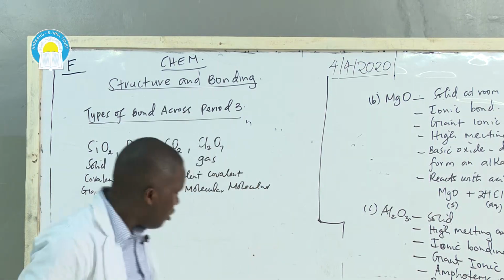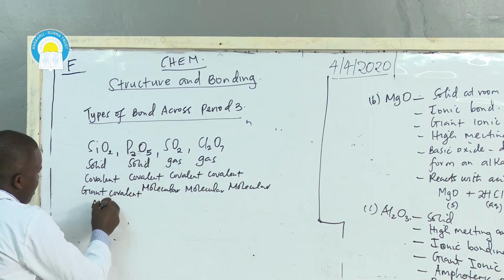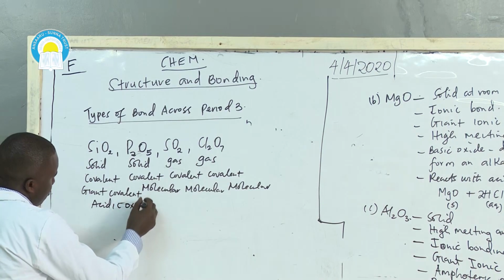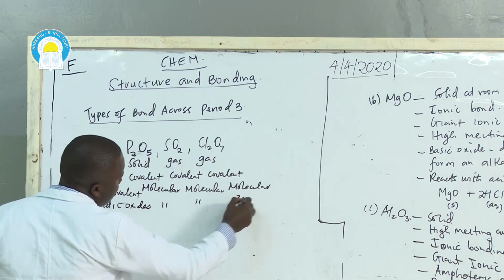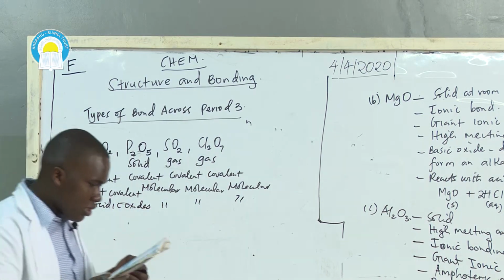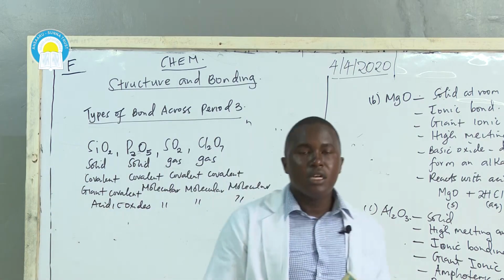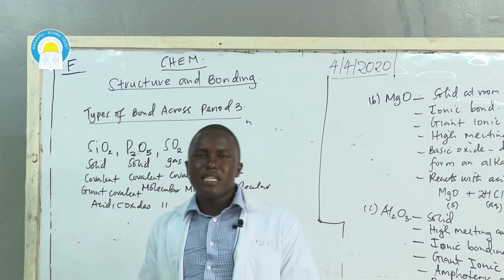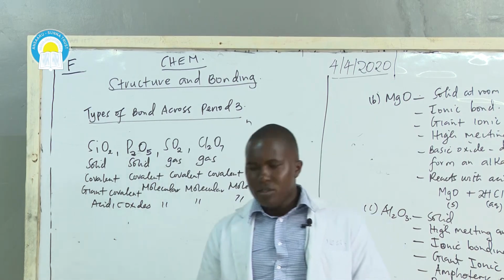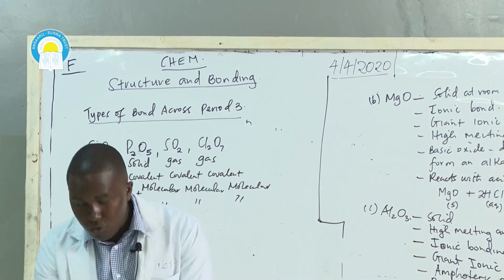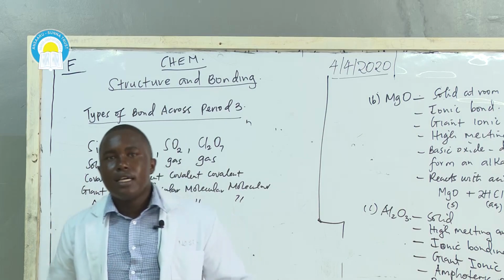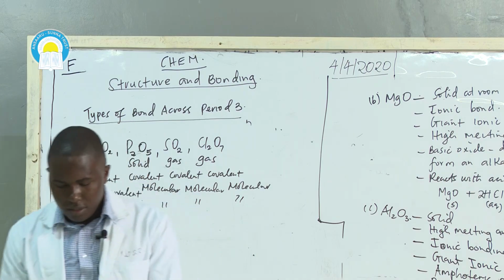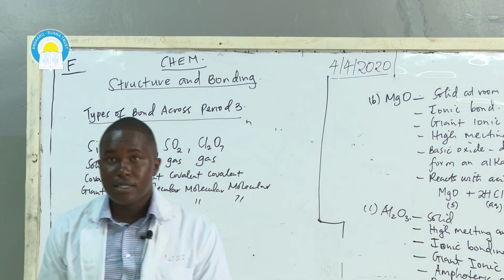So all of them are acidic oxides. They dissolve in water to form acidic solutions, and therefore their color in litmus paper will be red. So that's the end of that for today's class, and I thank you very much for your attention. Until the next class, thank you.